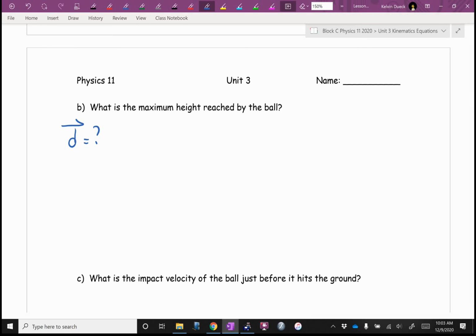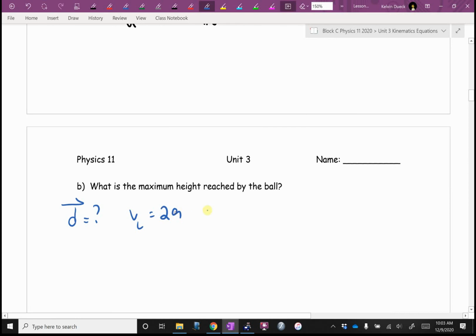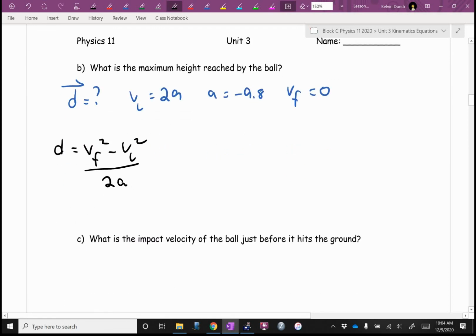Let's make our list. Vi was, what did I launch it at, Mr. Dewick? 29. A is negative 9.8. Vf is 0. Which equation, Kai, my friend? Vf squared equals Vi squared plus 2ad. Get the d by itself, please. d equals Vf squared minus Vi squared, divided by 2a. So I'm going to get d equals 0 squared minus 29 squared all over 2 times negative 9.8.